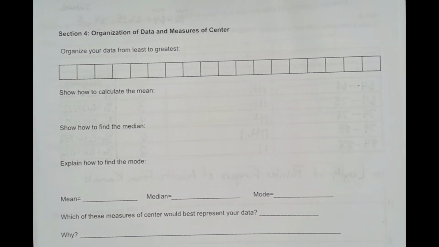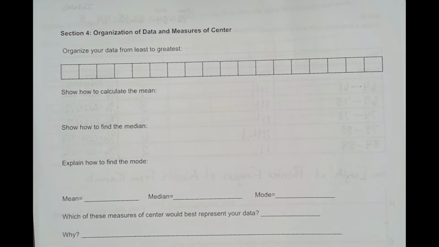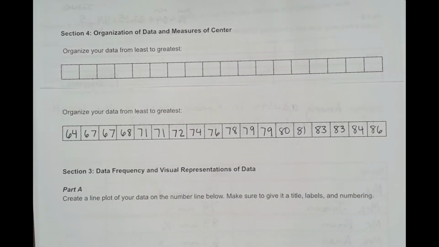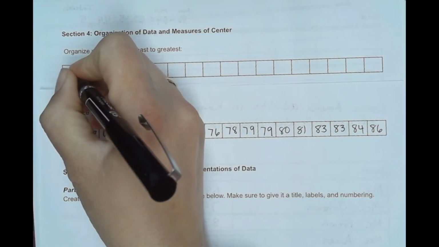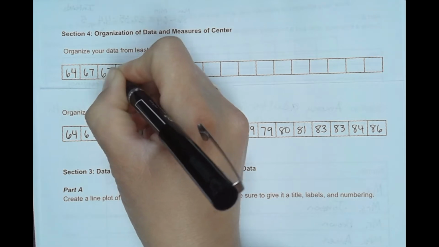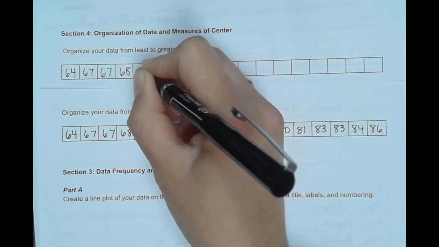Alright, this is section 4 of your data project. We've already organized our data from least to greatest on another page, so it might be helpful to turn back to it. I can pull mine out and show. For our example project, we're just going to rewrite it right here. So we had 64, 67. Remember, we were measuring the length of people's pointer fingers in millimeters.